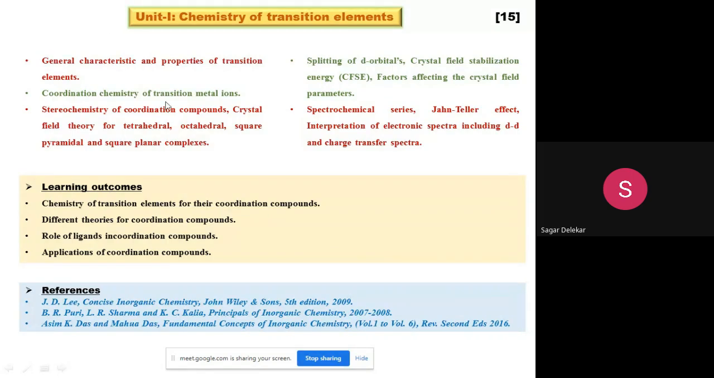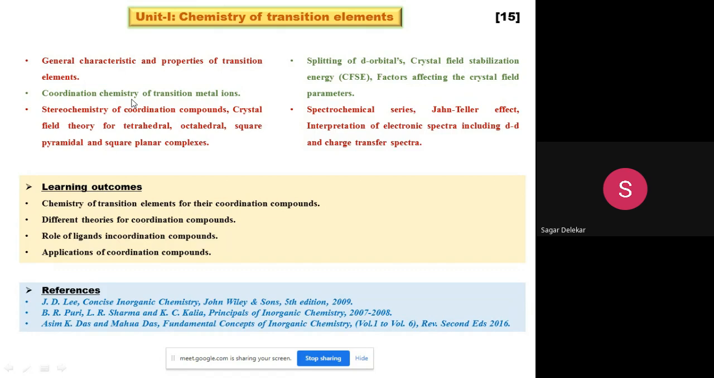So all these aspects have to be covered under this point. Then coordination chemistry of the transition metal ions. You know that coordination chemistry is the heart of inorganic chemistry. And in coordination chemistry, this whole coordination chemistry is based on Werner's theory.